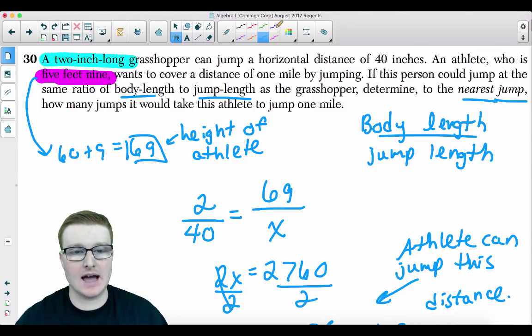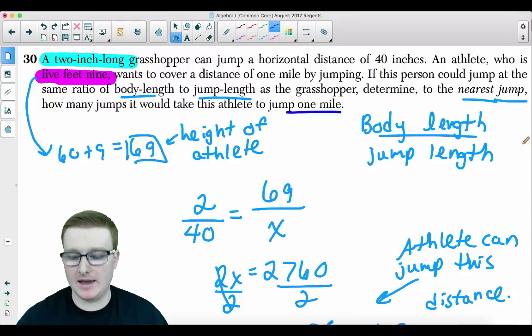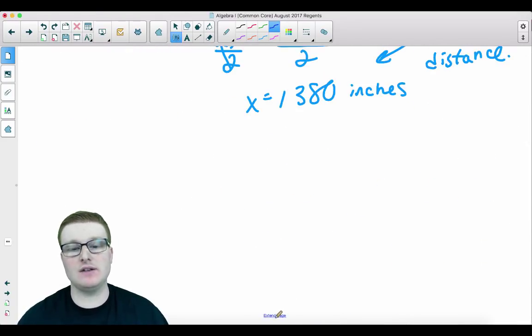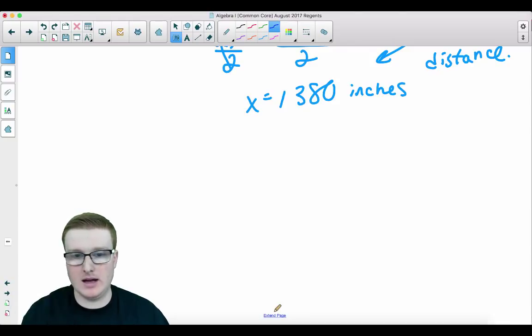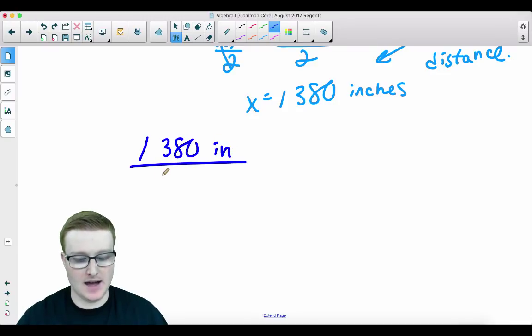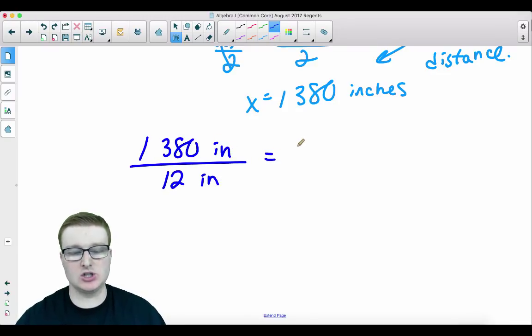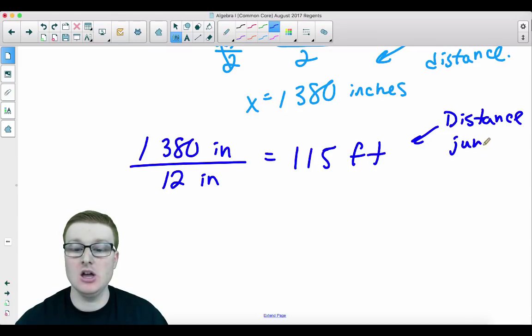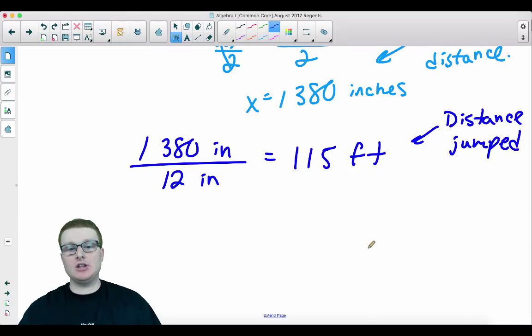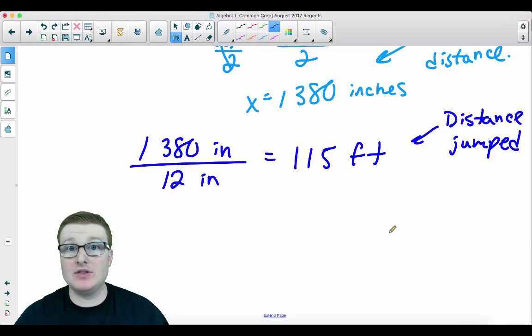Okay? So now what we got to do is convert it into miles, because it says how long will it take for the athlete to jump 1 mile. So we got to convert inches into feet, then feet into miles, just because I don't know how many inches there are in a mile. So I'm just going to take 1,380 inches and divide it by the 12 inches, and that gives us a total of 115 feet. Again, this is still the distance jumped. So what this is telling you is, in one jump, this athlete can jump 115 feet.